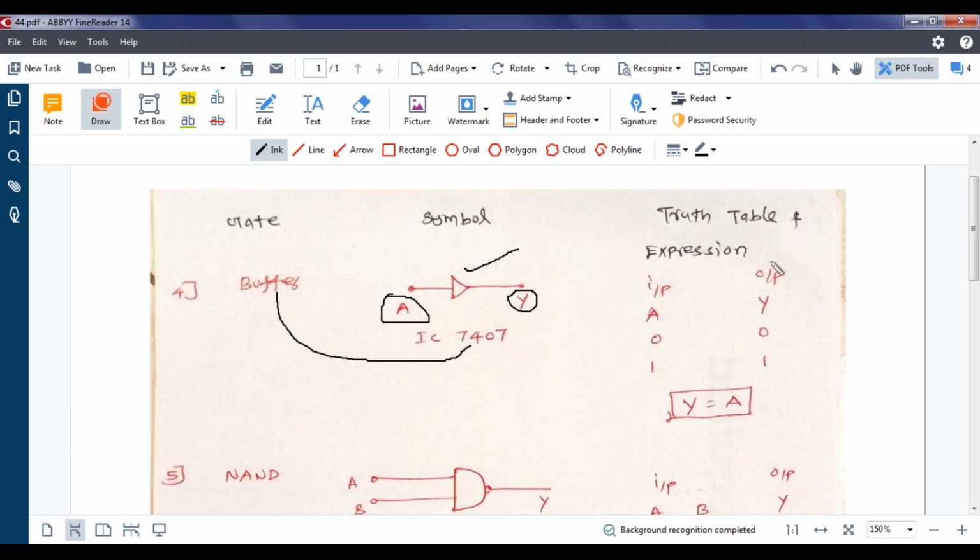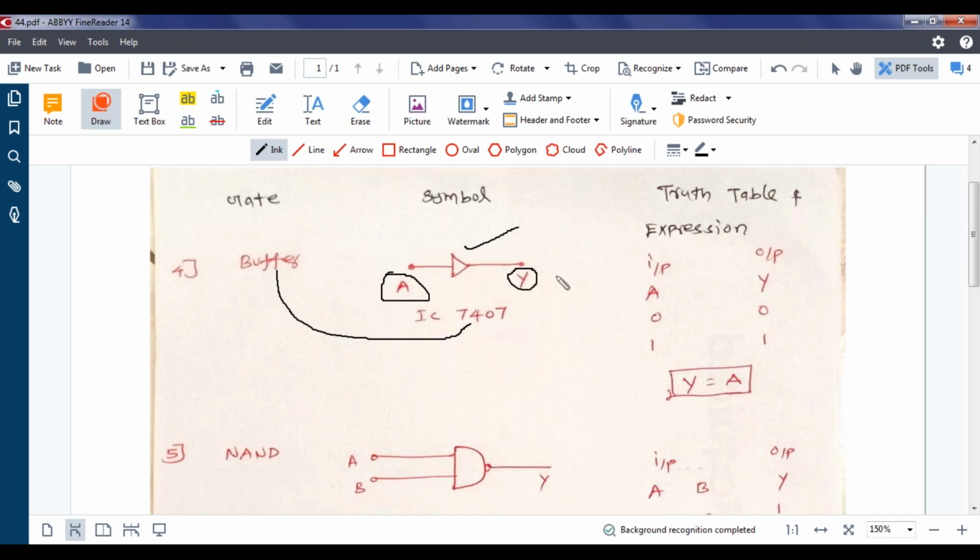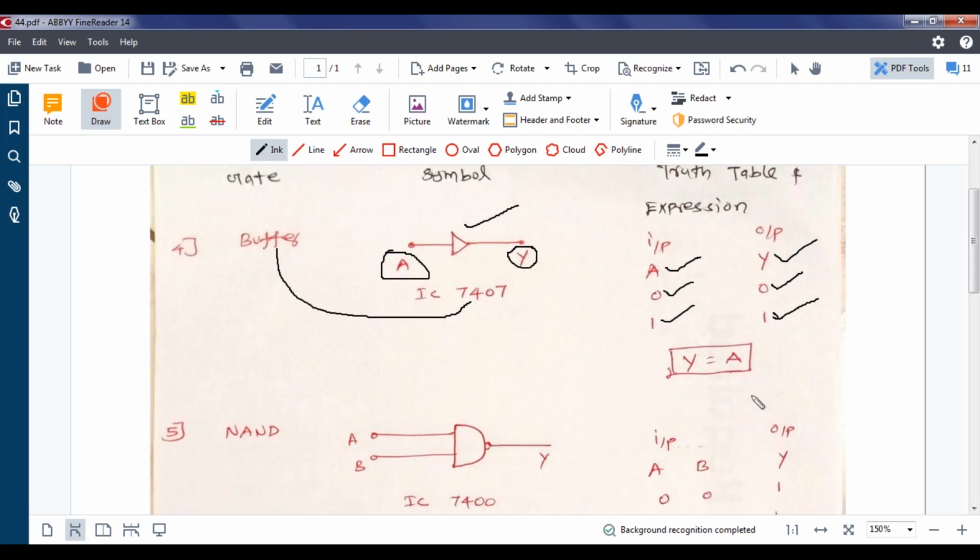Next, the truth table. This is one input and one output. A is your input and Y is your output. If I give 0 as input, you will get the same 0 as output. If you give 1 as your input, the same 1 will be in the output section. So the algebraic equation is capital Y equals capital A. Whatever input you apply, the same will be in the output section. That is called a buffer.